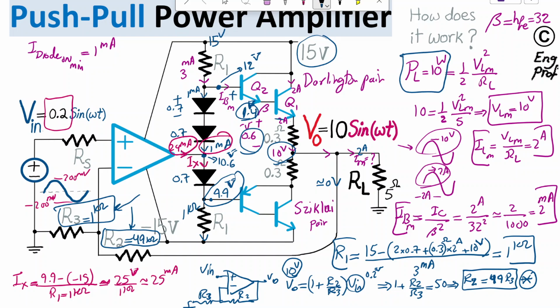I hope that this push-pull power amplifier example is helpful in terms of showing how a combination of op amp and Darlington pair and Sziklai pair can be used to both amplify the voltage swing and also provide a large current to a load.